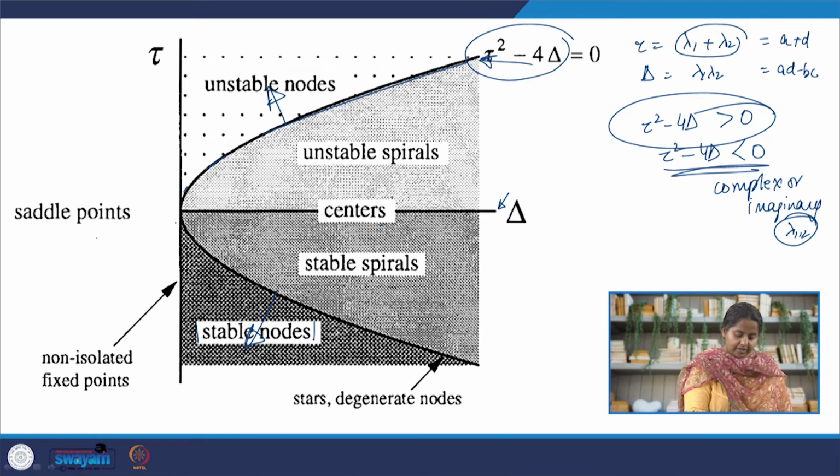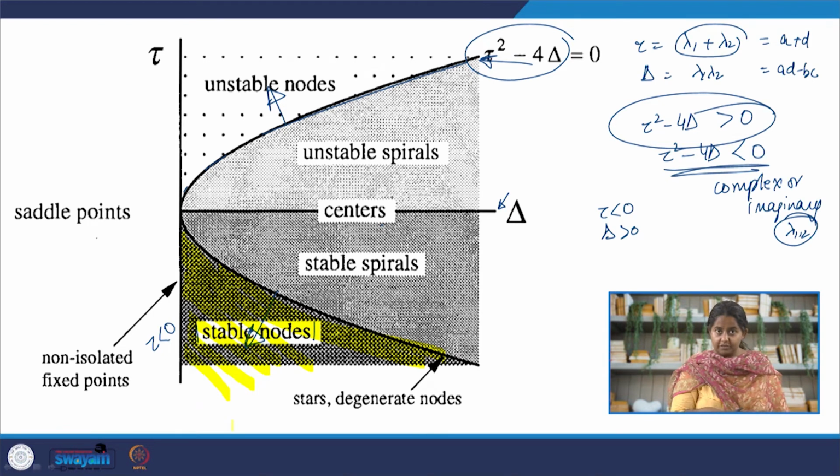Now, if tau is negative, but your delta is positive, right? So, we are dealing with this particular place. Let me color it. Right? So, notice delta is positive, we are in the fourth quadrant. Tau is negative because we are in the fourth quadrant and we are outside the curve. So, in this situation, what we have is tau is negative, sum of your eigenvalues is negative, your delta is positive, product is positive. So, you have both eigenvalues less than 0, your eigenvalues are real because they are outside the curve, we are dealing with stable nodes.